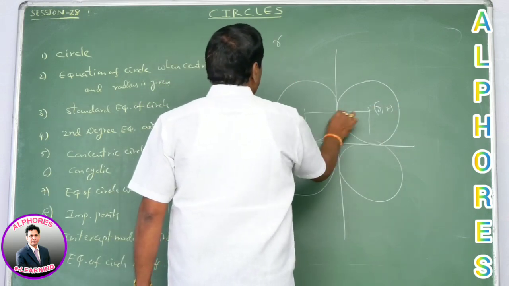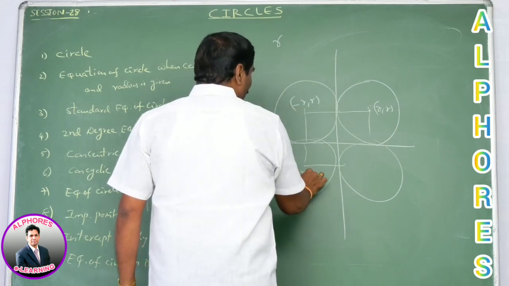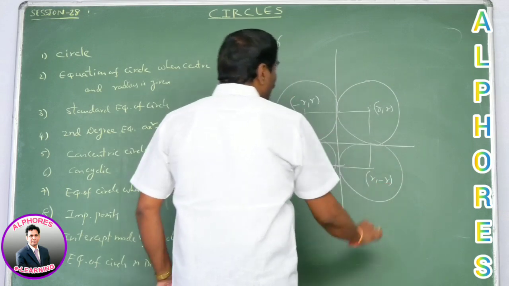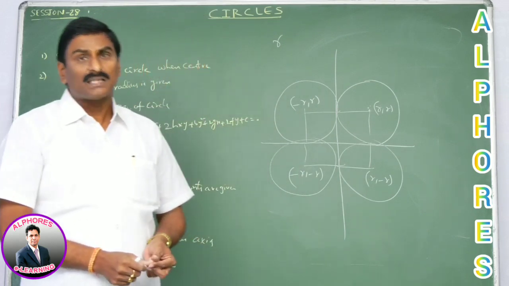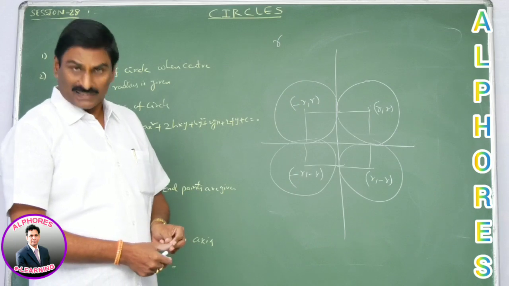In the second quadrant, what is the center of the circle? Minus r comma r. In the third quadrant, what is the center of the circle? Minus r comma minus r. In the fourth quadrant, r comma minus r. If the center and radius are given, what is the equation of the circle? (x minus h) whole square plus (y minus k) whole square is equal to r square. By using that formula, we find the equation of the circle.